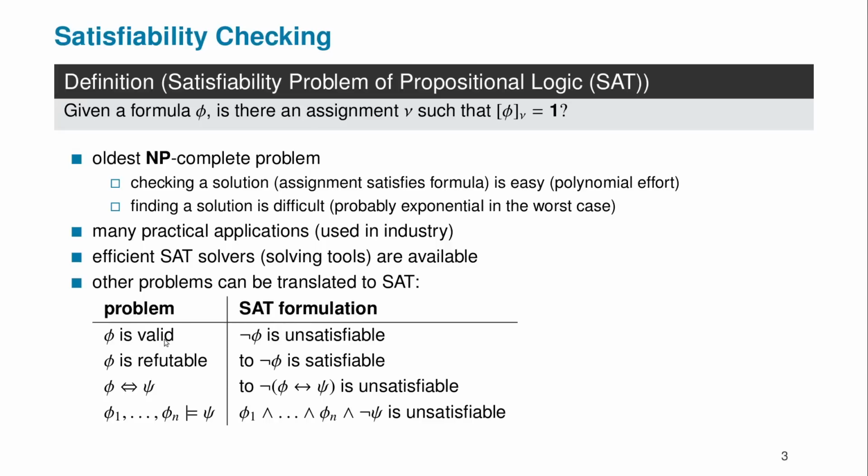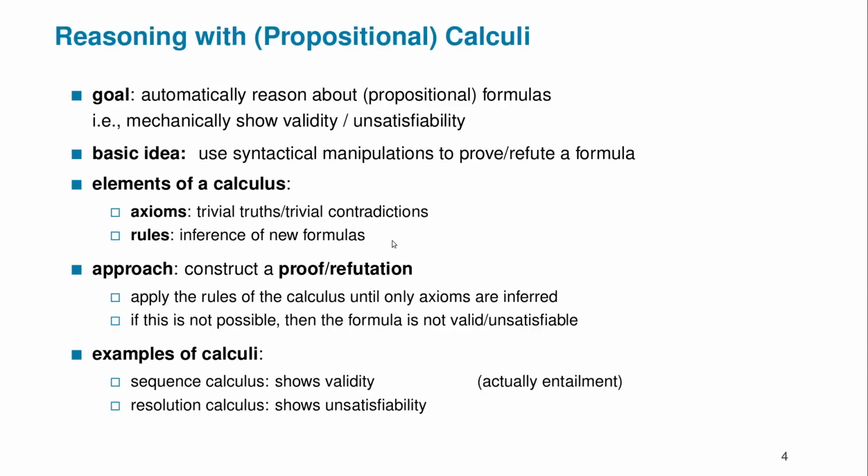This is why we can transform one of these reasoning problems into another, and therefore it's enough if we have a procedure to decide unsatisfiability or to decide satisfiability, or if we can do validity checking, we can also do satisfiability checking. And what we will now do is introduce two different calculi that allow us to automatically reason about a propositional formula. So what we want to do is mechanically show validity in one case, and in the other case unsatisfiability. And with this, we can solve satisfiability as well.